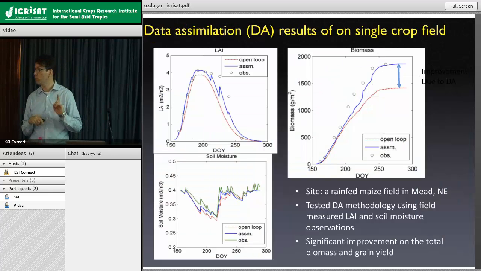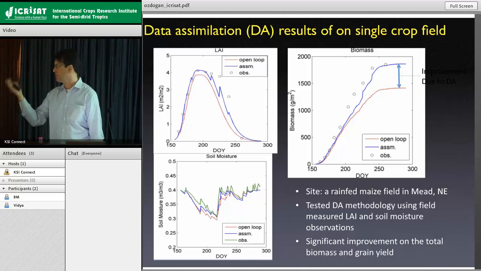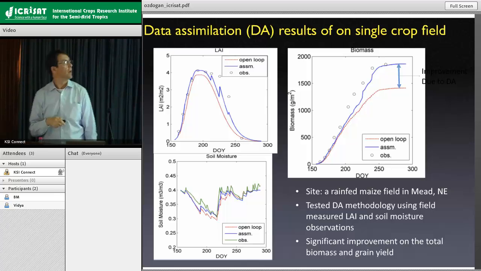These are results for one particular field. In this case, the red dashed line over here is an open loop version. Open loop simply means you do no data assimilation. Let the model run all by itself based on the weather parameters and some coefficients of the crops. And the blue line over here is the assimilated version. That is, you make a course correction every time you have the LAI observation.